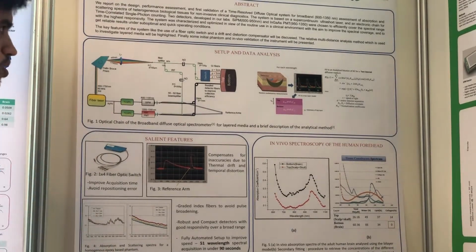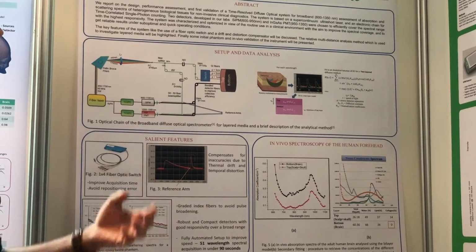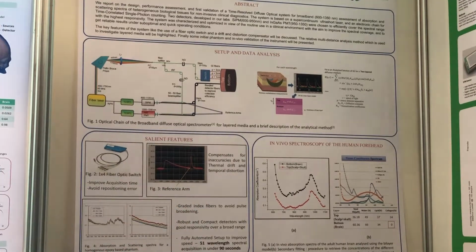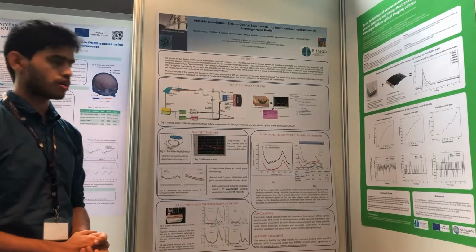And a few words on the data analysis. This multiple source detector separation data is then fit to a two-layer model, which can in a sense retrieve the optical properties of a two-layered model, like the top and the bottom layer, and also the thickness of the top layer. With that, I'll come to some of the key features of this system and then a few initial results.